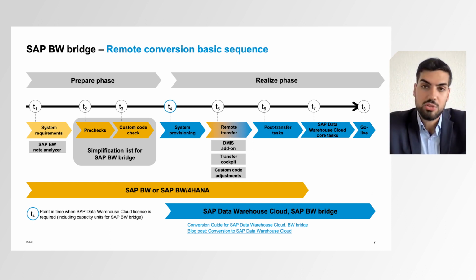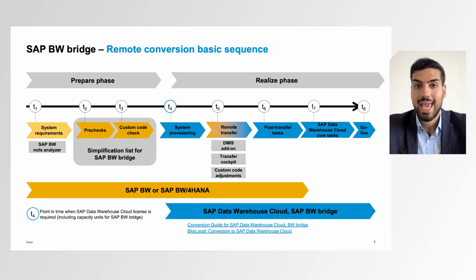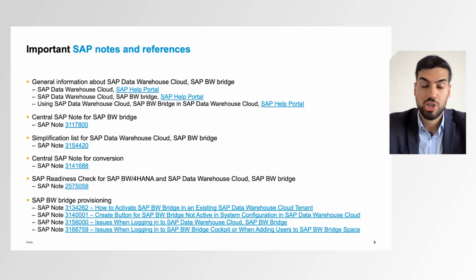It in general copies and synchronizes, for example, the operational delta queues. So there is then no need to initialize or reinitialize the operational delta data sources. And finally, based on RFC cluster table and the DMIS add-on, the metadata and the business data as well will be transferred directly into SAP BW Bridge. And here again, let me highlight the conversion blog post, for example, regarding all the details, also with regards to remote conversion.